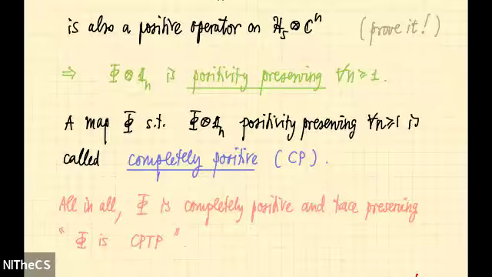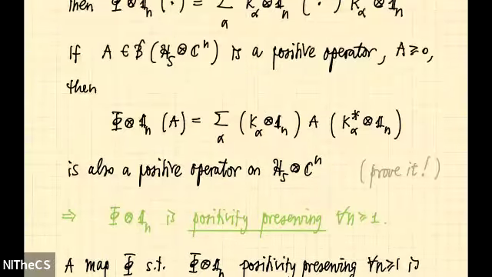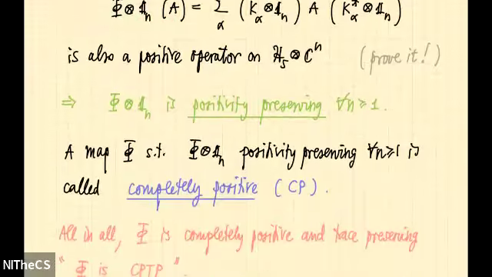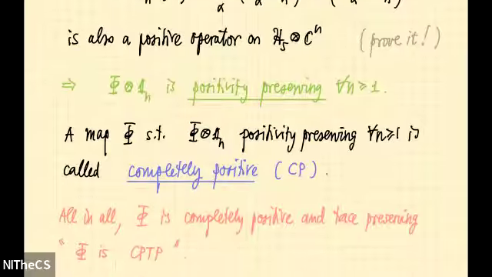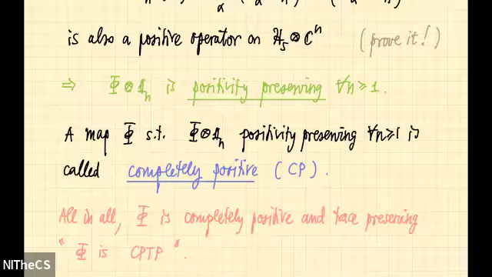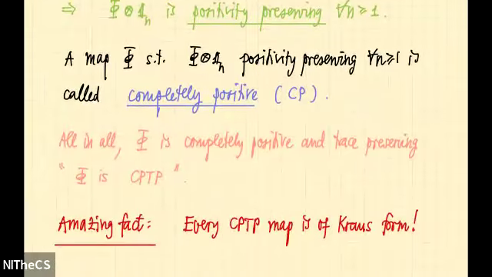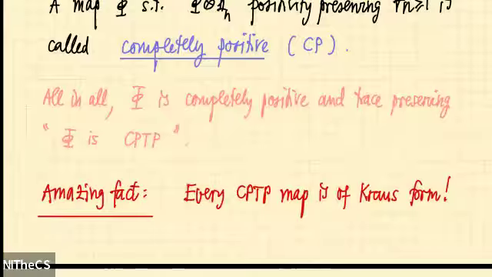Okay, and so we just figured out, by using the Kraus representation of this bigger map here, phi tensor 1, that indeed phi is completely positive. So all in all, phi is completely positive and trace preserving. So phi is called CPTP, completely positive trace preserving. Okay. And now, there's this amazing fact.